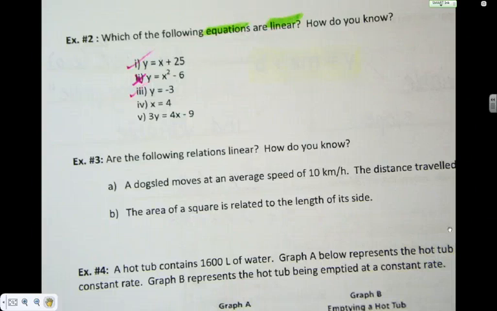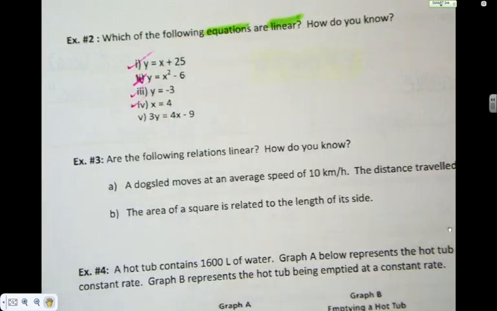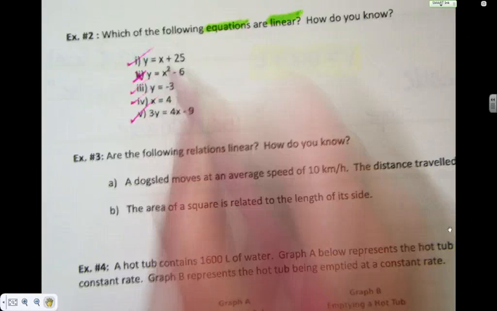Number 4 doesn't even have a y. We don't care. What's the exponent on x? 1. Linear. Number 5, check the x, check the y. Is there any exponent greater than 1? Conclusion? Linear.